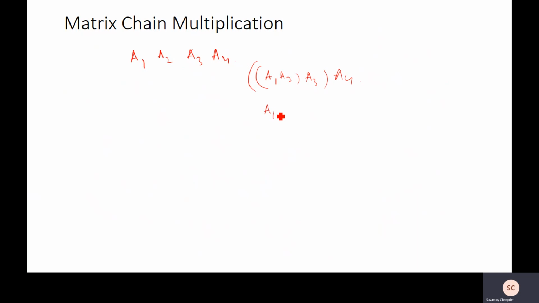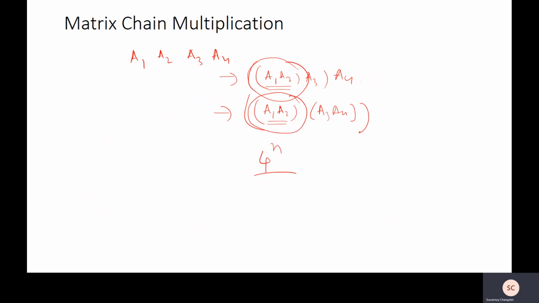Similarly, we can go for A1, A2 and A3, A4. This is another option. Now think about that. We have already multiplied A1, A2 in the first case. Again, we are multiplying A1, A2 for finding the other case. So we are repeating our task, and that's why the time complexity is order of 4 to the power n, that is exponential.